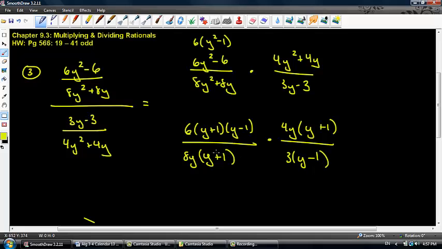Let's cancel everything that's possible. That goes away, that goes away. The y minus 1s are out of there. The 4y and the 8y cancel, leaving me with 2. 6 and 2 cancel, leaving me with 3. 3 and 3 cancel, leaving me with y plus 1.